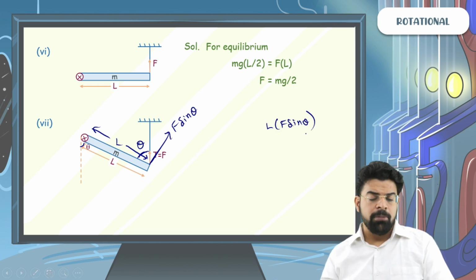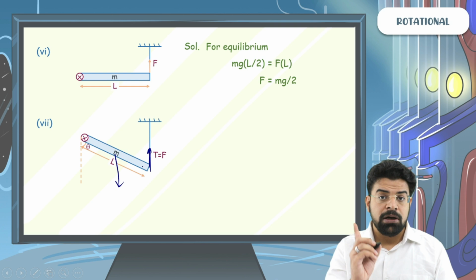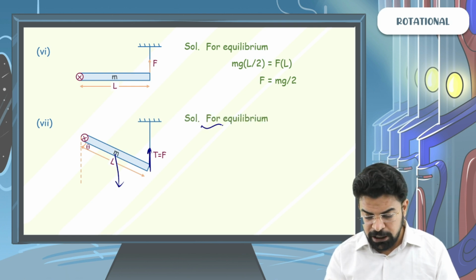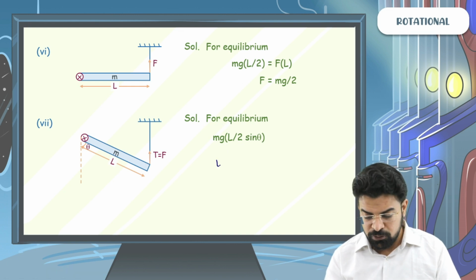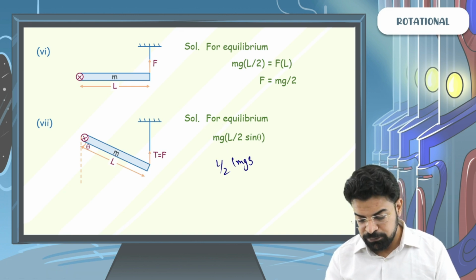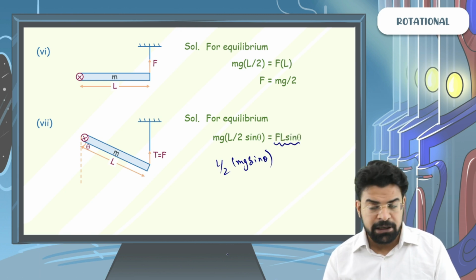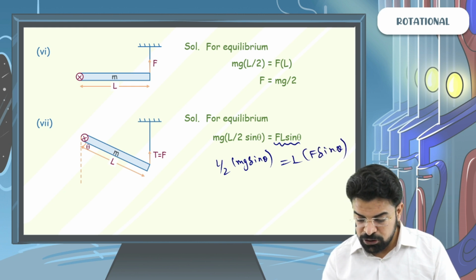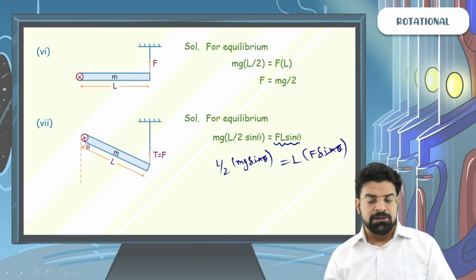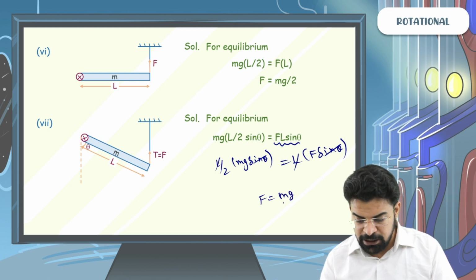For equilibrium about the hinge, the clockwise torque due to the force of gravity has to be equal to the anti-clockwise torque due to the force of tension. So you will say for equilibrium, mg into L by 2 sine theta, what I wrote was L by 2 times mg sine theta, has to be equal to FL sine theta. What I wrote was the length times force perpendicular, F sine theta. So you can see sine theta gets cancelled. So your L and L also get cancelled. The force comes out to be simply mg by 2.